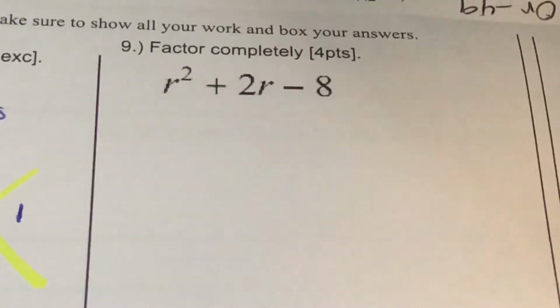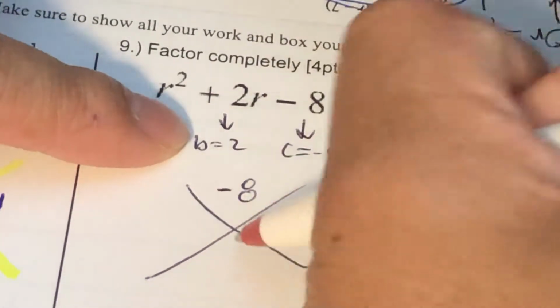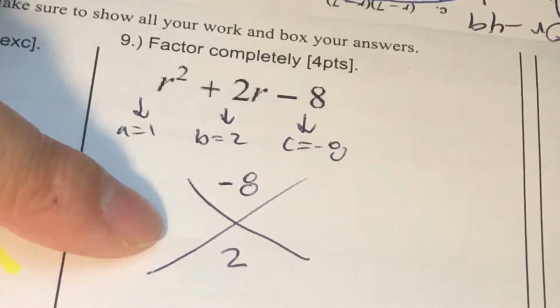Question number 9, factor completely. A is 1, B is 2, and C is -8. A times C is -8. B value is 2. My two numbers are going to be 4 and 2.